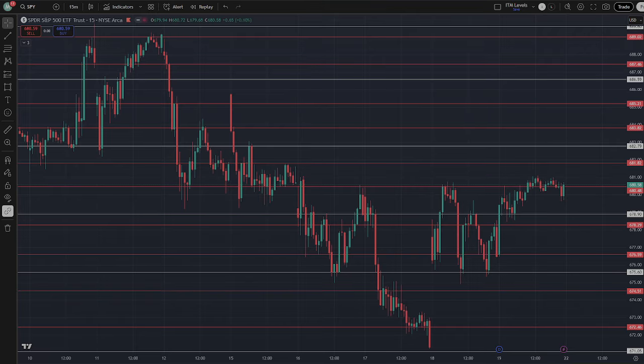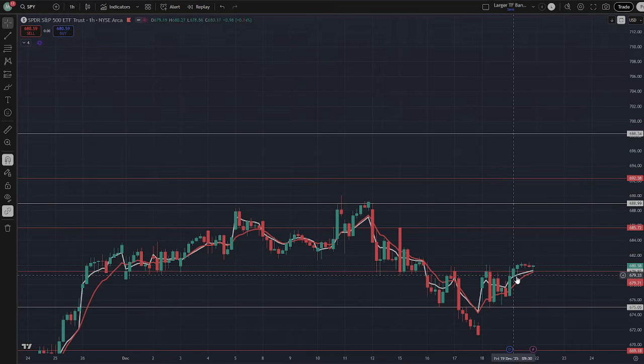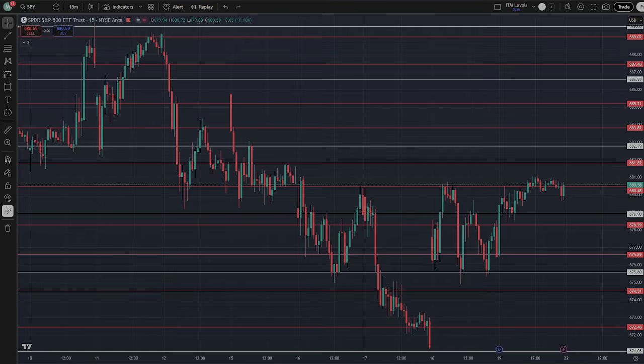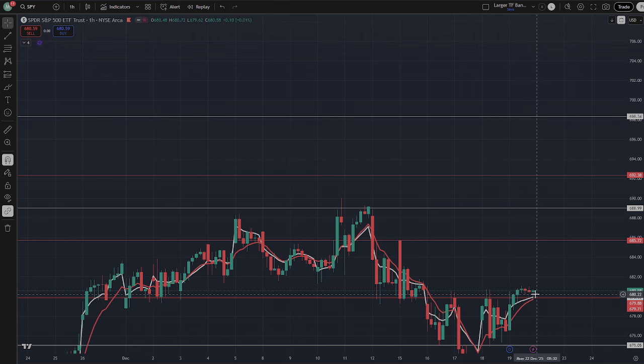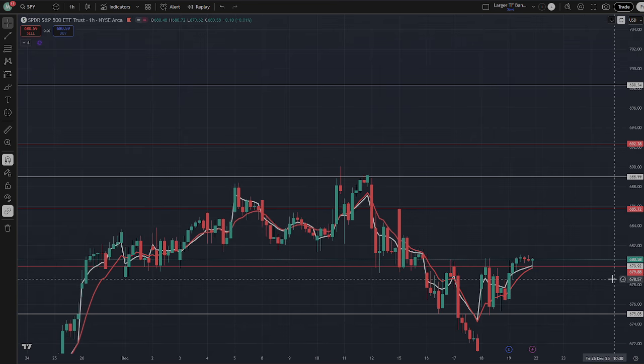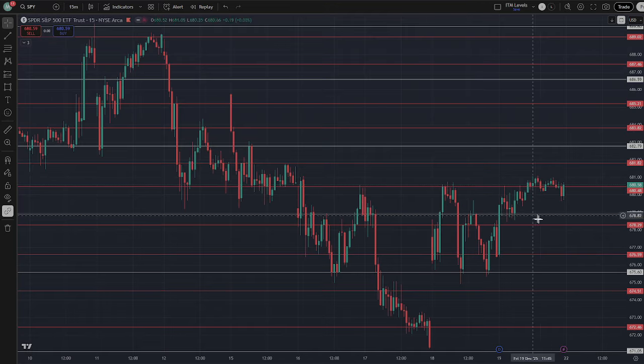Based off the intraday and the hourly chart, I'll pretty much be watching this EMA on the hourly. If we can continue riding the EMA on the hourly, the hourly is pretty much telling us 685.72. So hopefully some good price action. It's going to depend on where we open, obviously, but hopefully some good price action shows up tomorrow.